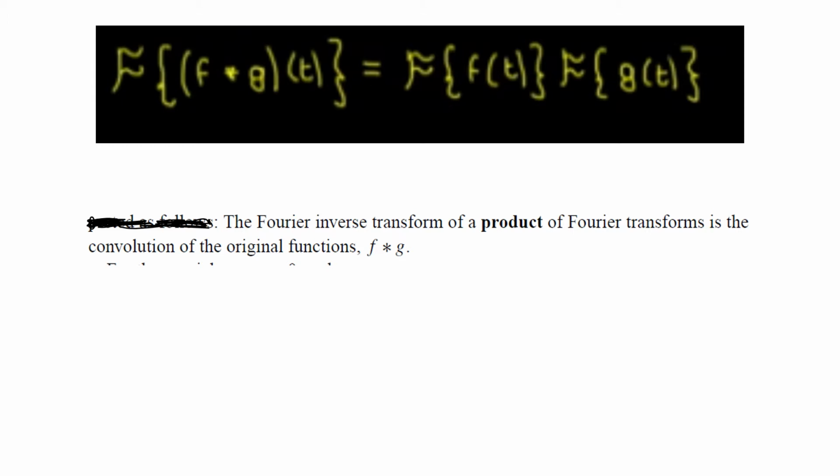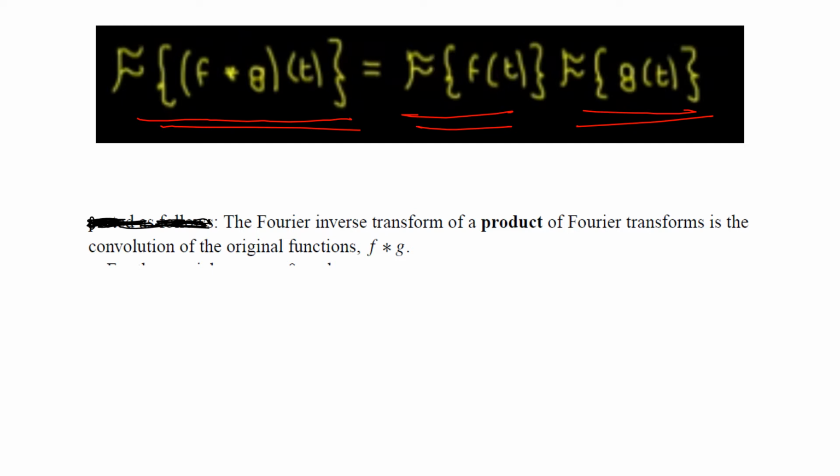The convolution theorem for Fourier transform states that the Fourier transform of convolution of two functions is equal to the product of Fourier transform of individual functions. It's one way to state the convolution theorem for Fourier transform. Fourier transform of convolution of two signals is equal to the product of Fourier transforms of individual functions.